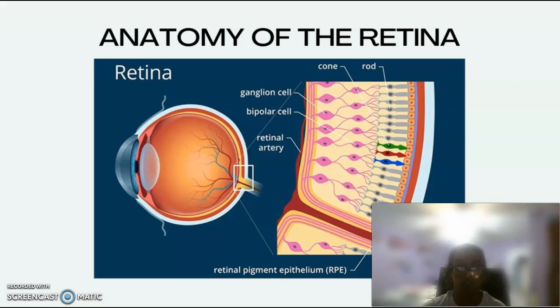And to add on, the neural retina contains 5 types of neurons: the visual receptor cells, which are the rods and cones, the horizontal cells, the bipolar cells, the amacrine cells, and the retinal ganglion cells. And the retinal artery supplies blood to the retina, and the blood then flows through the retinal arterioles, capillaries, and finally through branch retinal veins that drain into the central retinal vein.